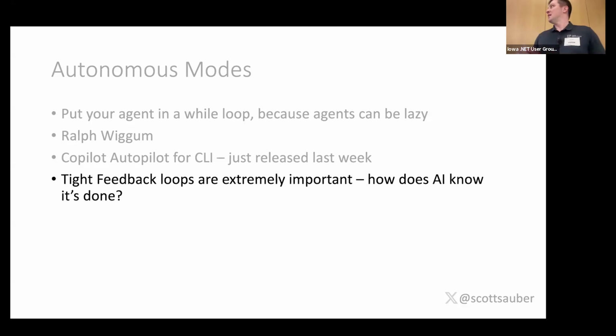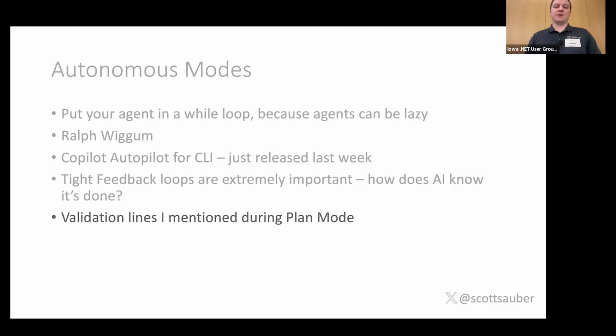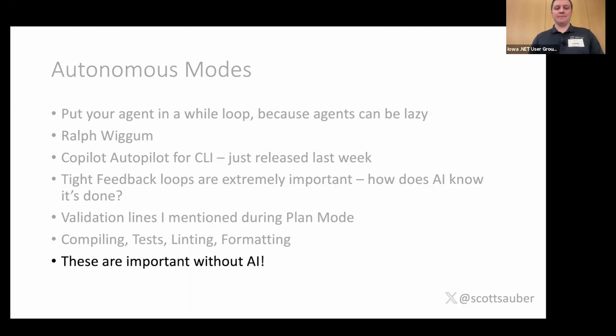Because otherwise AI is just going to go off the rails. Another important part of this is when it completes a task, it will clear the context window as well. So you're starting in that fresh loop, so it's not causing what's called context rot. But again, those validation lines I mentioned in plan mode are also important because it needs to know when it's done. So again, going back to compiling, testing, linting, formatting. You should be doing those whether you're doing AI or not.